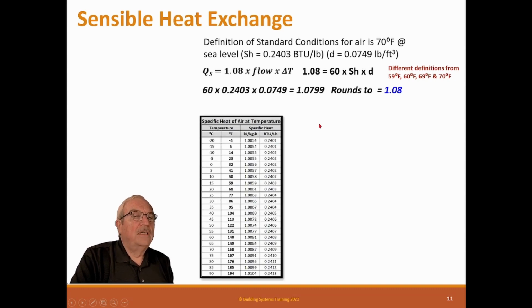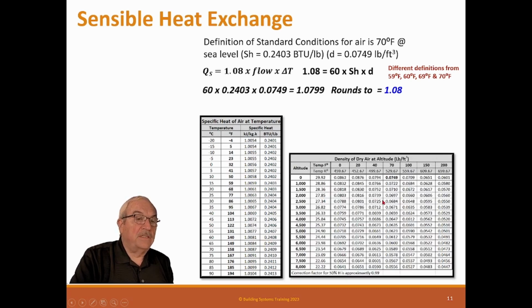Here's a chart of the specific heat of air at different temperatures, and you can see this is the IP version. This is the SI version, and here's the actual temperature, and here's the temperature in C. So you can see that at right around 70 degrees, we get the numbers we're familiar with, but if you get up to 140 degrees, you can see the number has changed. And then this is density, and density changes a lot. So this is the 70 degrees at sea level. That is the 0.0749. But if you look at 6,000 feet, it's a lot different.